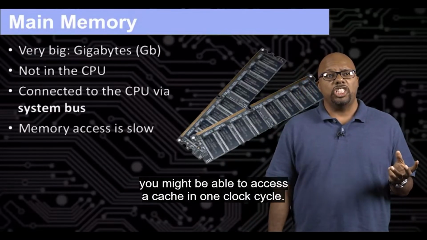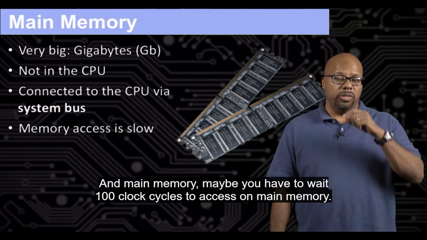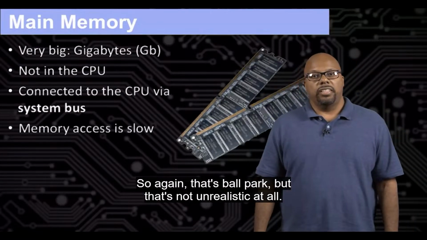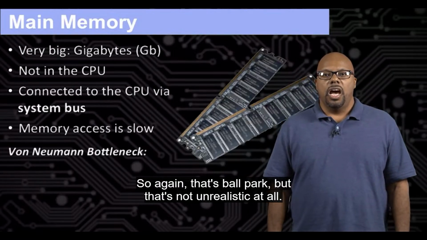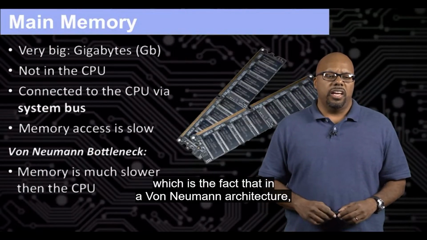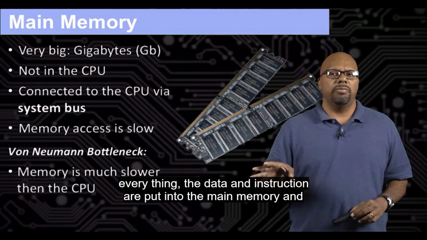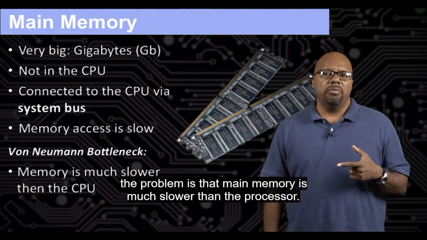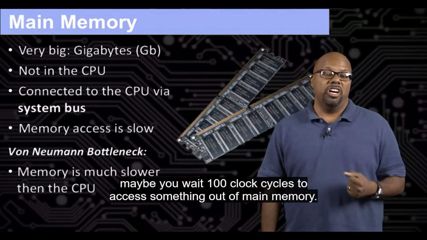What that means is that in a cache, you might be able to access it in one clock cycle, and for main memory, maybe you have to wait 100 clock cycles. That's ballpark, but not unrealistic at all. There's what's called the von Neumann bottleneck, which is the fact that in a von Neumann architecture, the data and the instructions are all put into the main memory, and main memory is much slower than the processor.